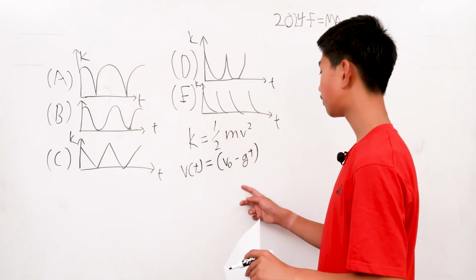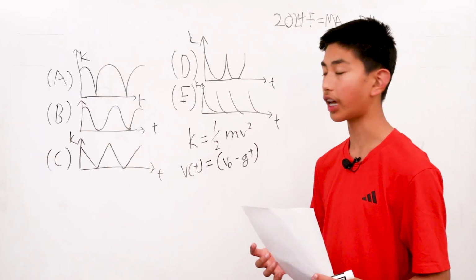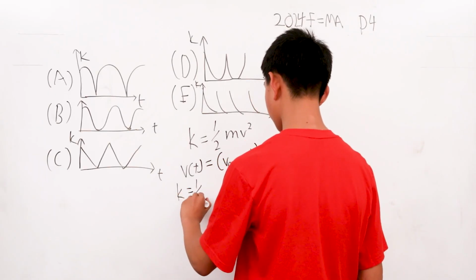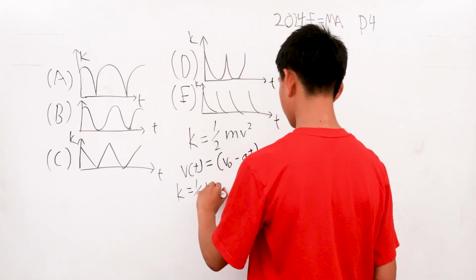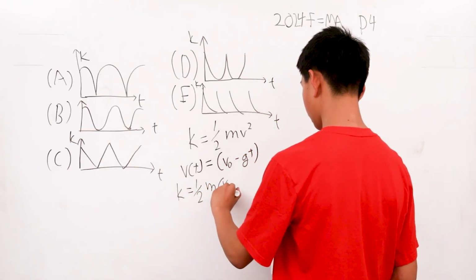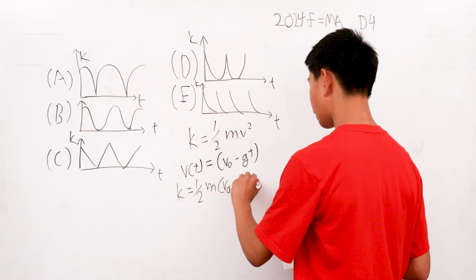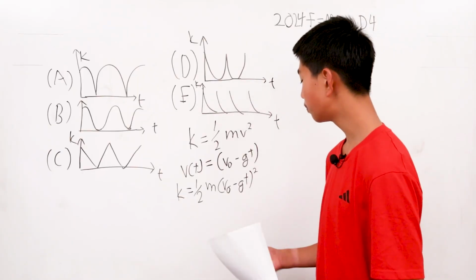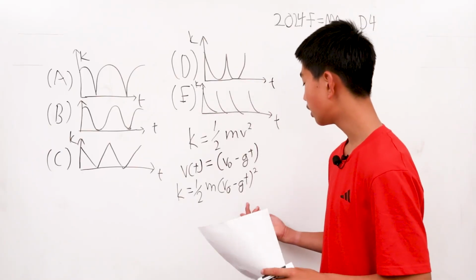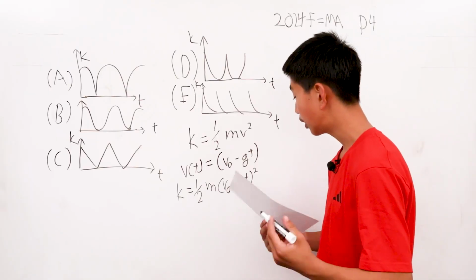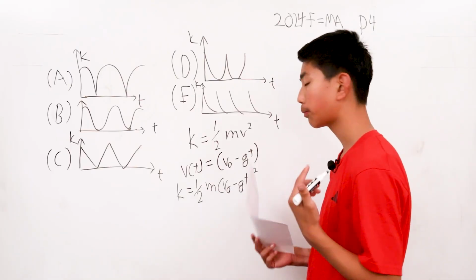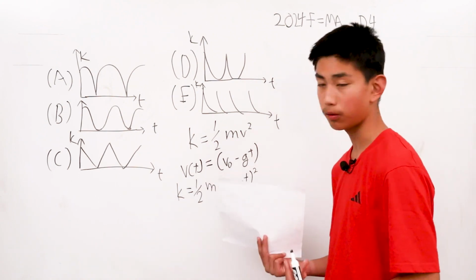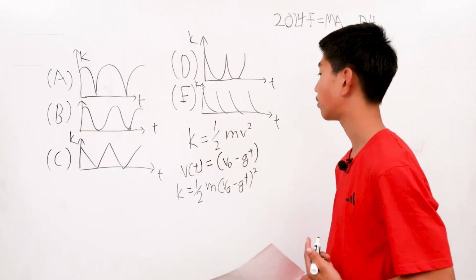So we have this function of velocity, and we can plug it into our kinetic energy equation to get K equals 1/2 times m times the quantity initial velocity minus gravity times time, squared. Now when you put it in this form, we see that this equation represents a concave up parabola. So, let's look at the answer choices now.